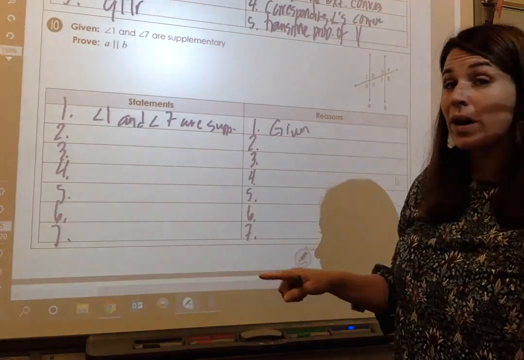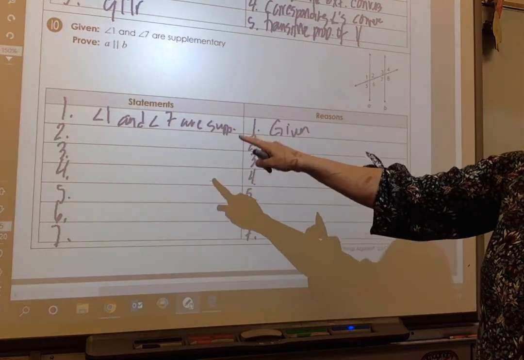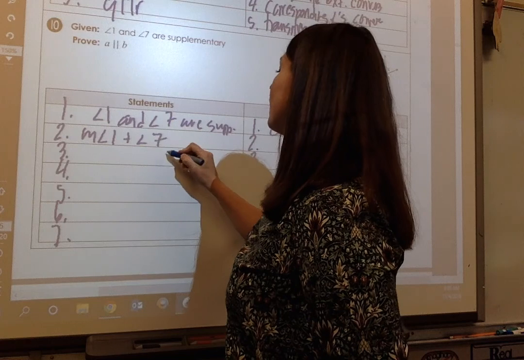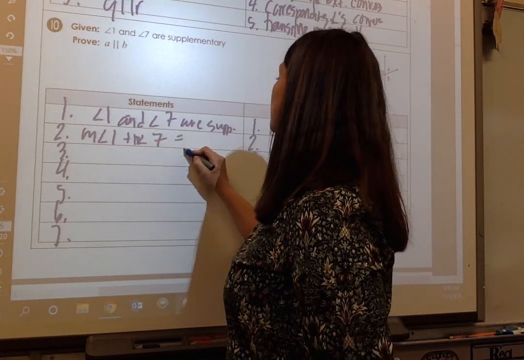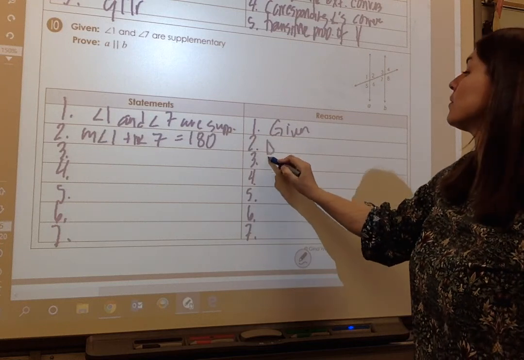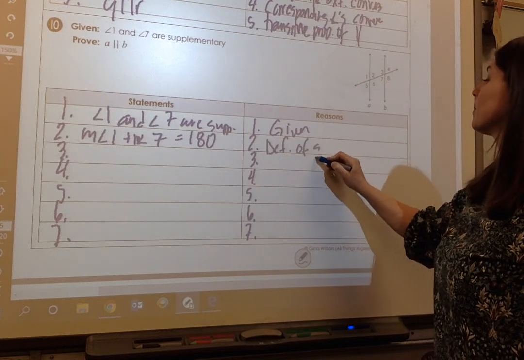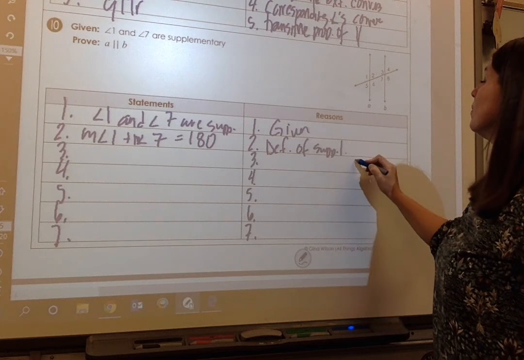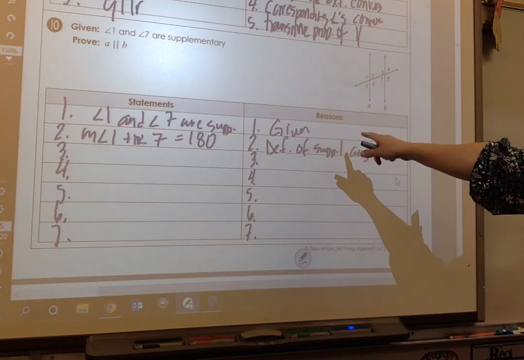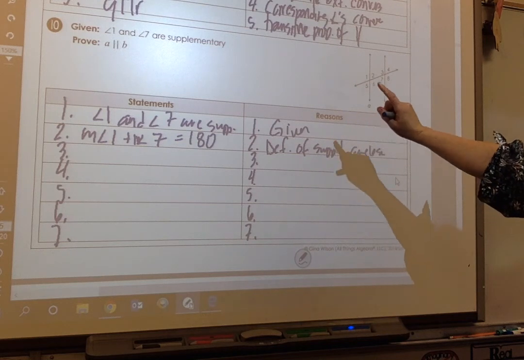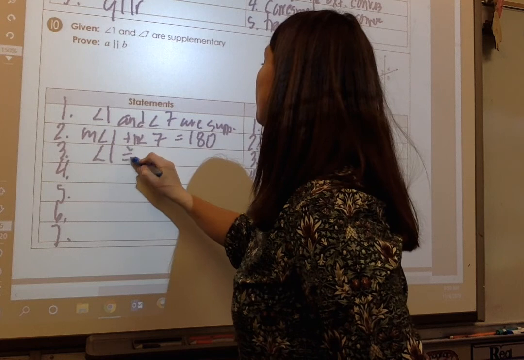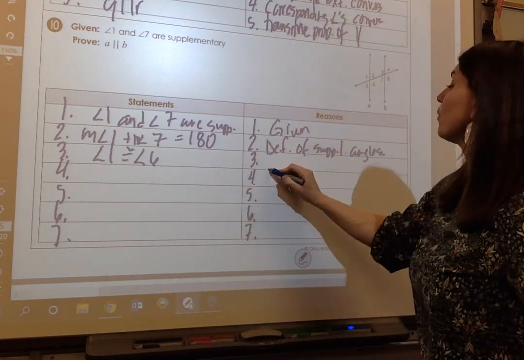So I know that angle 1 and angle 7 are supplementary. Therefore, I can make the statement that the measurement of angle 1 plus the measurement of angle 7 is equal to 180, and that is definition of supplementary angles. All right. So angle 1 and angle 7 is 180. I can say that angle 1 is congruent to angle 6, and that's vertical angles.